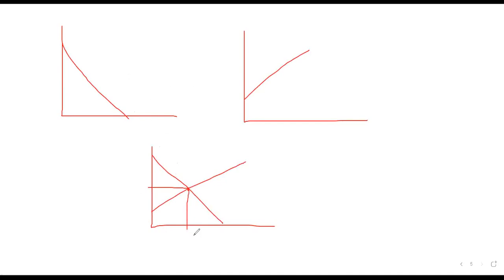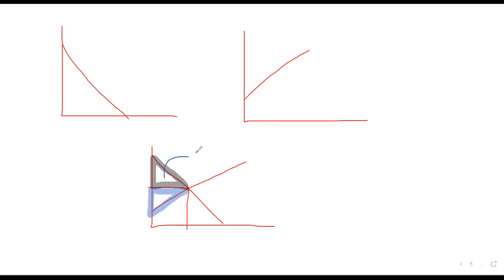So we have two areas that you can see in there. There's one area which is called the consumer surplus. This is called the consumer surplus. There's also another area here which is called the producer surplus. So this is called the producer surplus. Together, these two areas give us what is called total surplus or the social welfare.